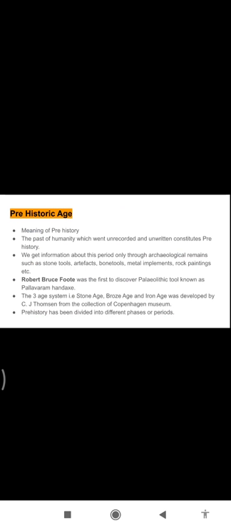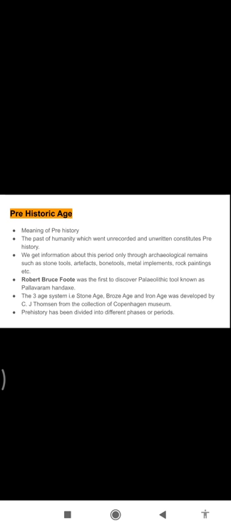Next, moving on to our topic, that is the prehistoric age. First we'll discuss what prehistory is. Prehistory is that period where we have no written evidence. That is the period which went unrecorded, unwritten. That period of the past of humanity constitutes prehistory. The only information that we get about this period is through archaeological remains such as stone tools, artifacts, bone tools, metal implements, rock paintings, etc.